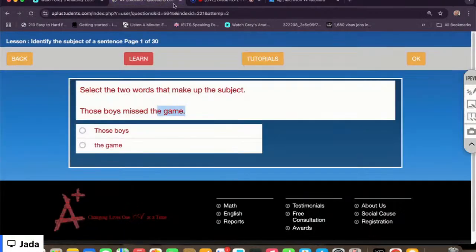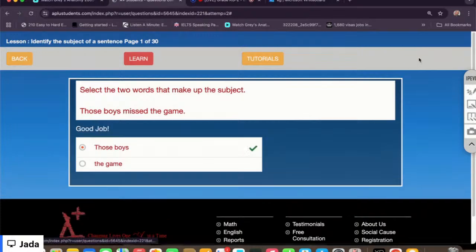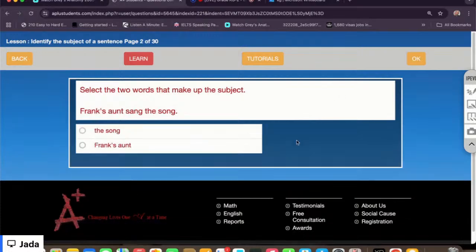Okay, look at this question carefully. The subject will be those boys. Remember that the subject is always also starting the sentence. You cannot have the subject at the back or at the ending of the sentence. You always have it at the beginning. So those boys would be the subject. Okay, good job. So we also have this one.